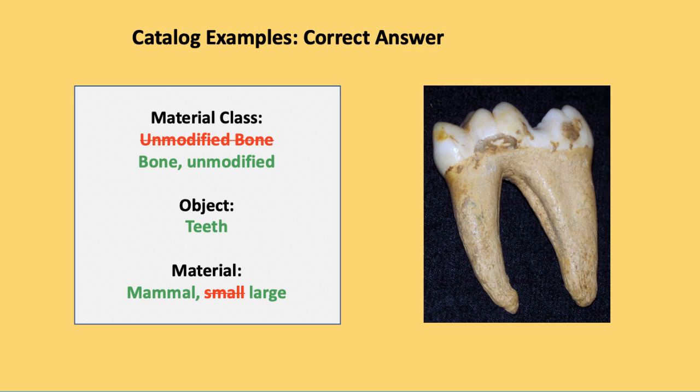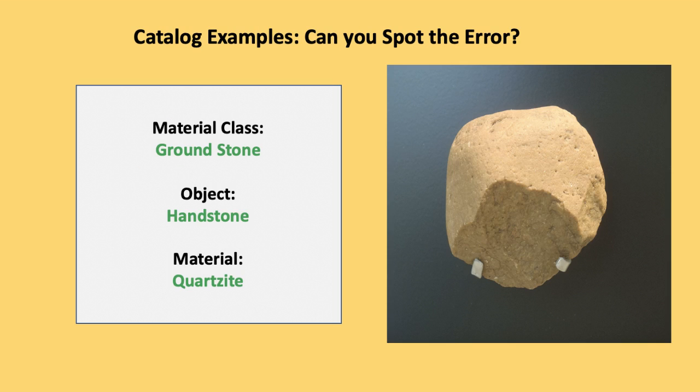The material class actually needs to be formatted as bone, unmodified, and the material type should be mammal, large, due to the background information of the item being from a grizzly bear, which is a larger mammal. This is a tool with both a smooth and sharp side for cutting objects.